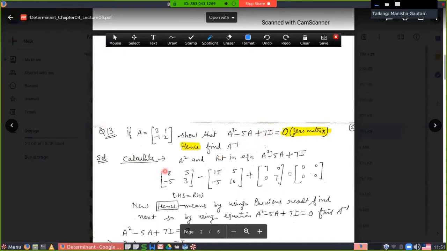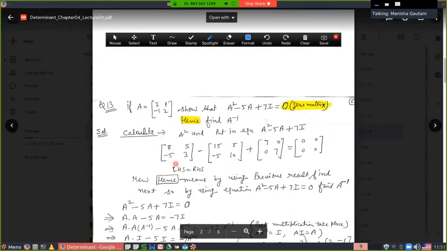Now for the calculation, you have to multiply A by A and put the values in A square minus 5A plus 7I and check whether it is 0. When you multiply A by A, you will get 8, 5, minus 5, 3. Minus, when you multiply A by 5, you will get 15, 5, minus 5, 10. Plus 7 times I, which means 7 times the identity matrix. The identity matrix is 1, 0, 0, 1. When you multiply by 7, you get 7, 0, 0, 7.